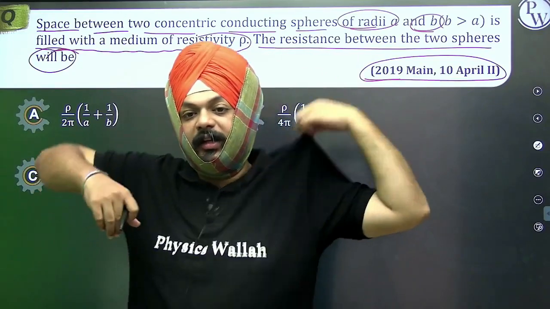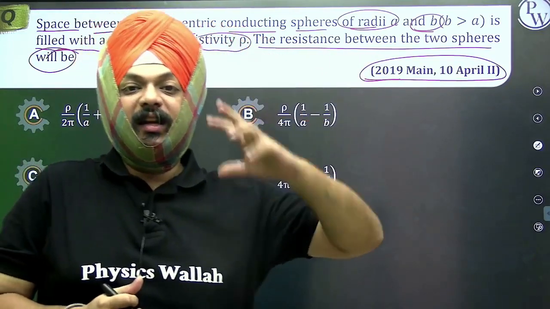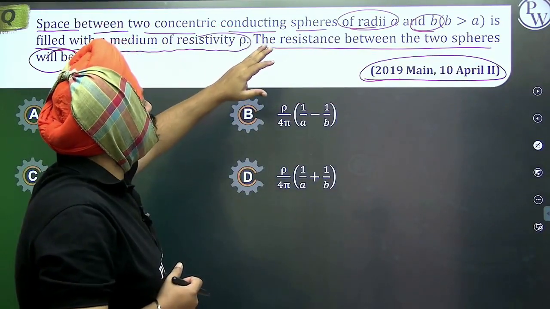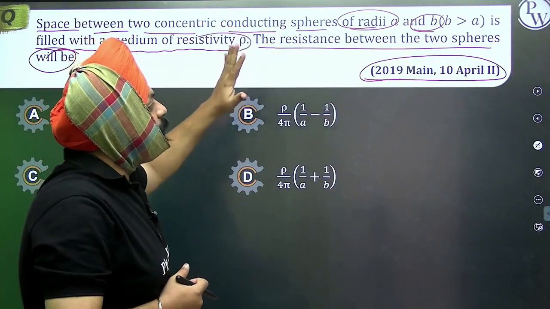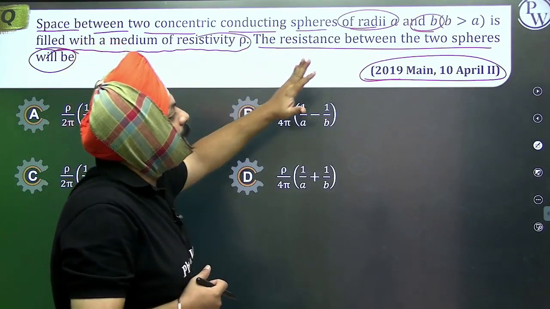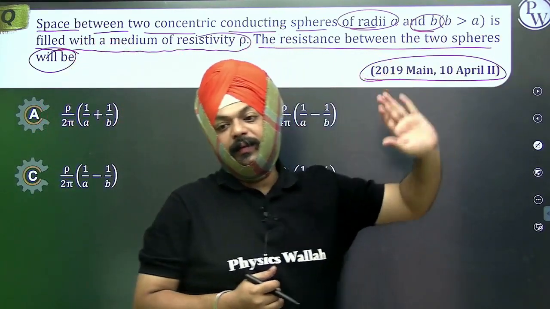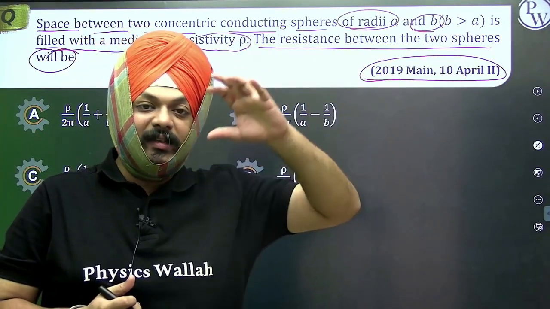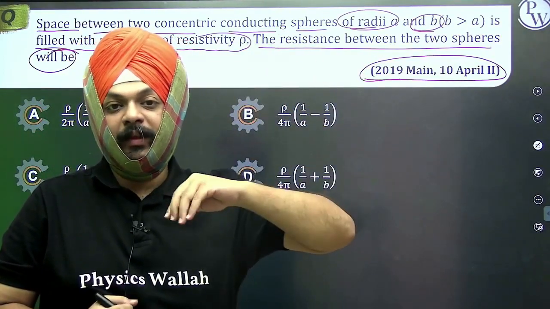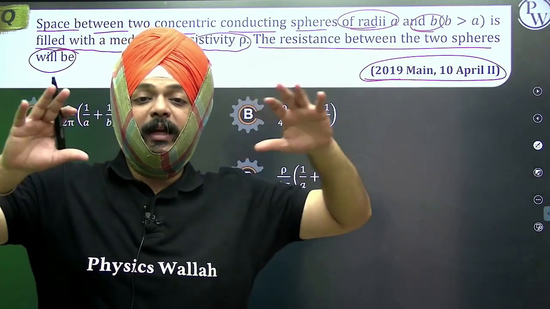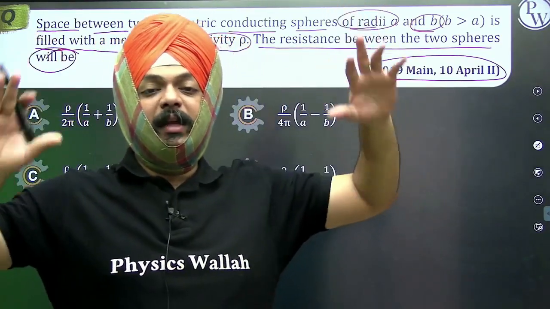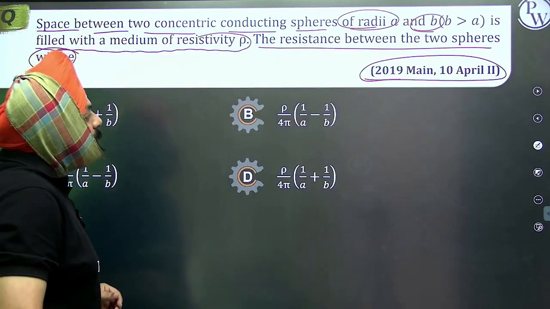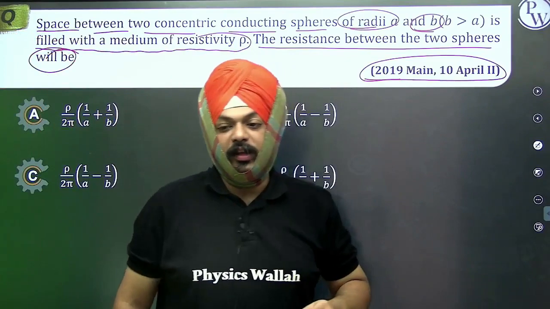What does the question state? Two spheres are there. One has the radius of A, the second has the radius of B, and B is greater than A. Now in between the two spheres, there exists a free space. That free space is completely filled with the material of resistivity rho.